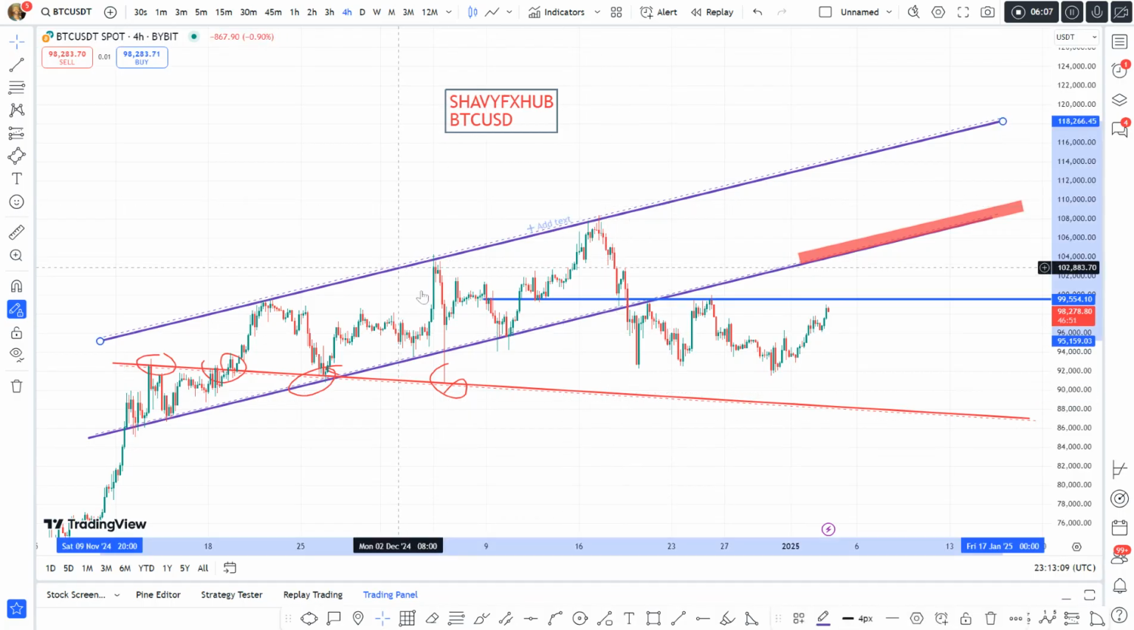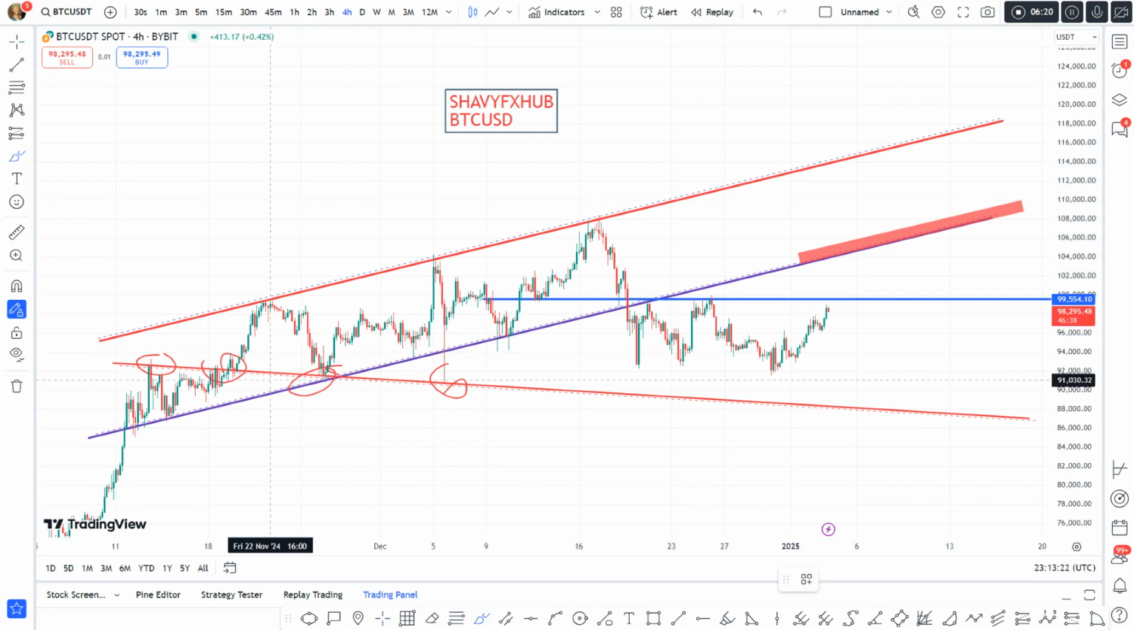So let's change the color so that you understand it better. This is the roof and this is the floor, and look at the way the price is moving. What this tells us is that institutional traders want to stay on the roof and on the floor.